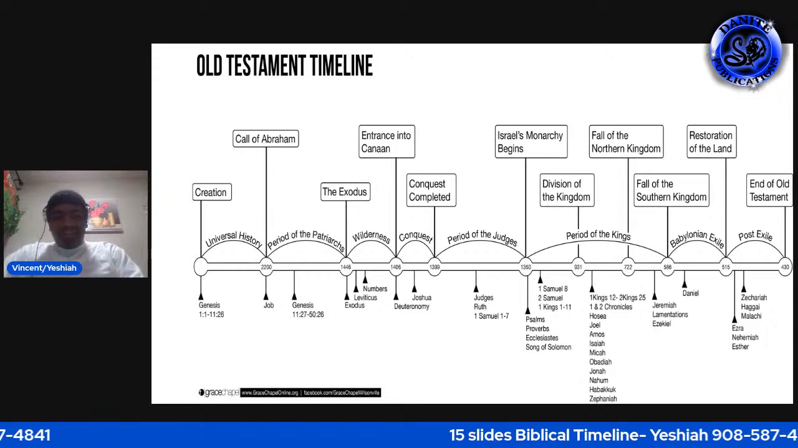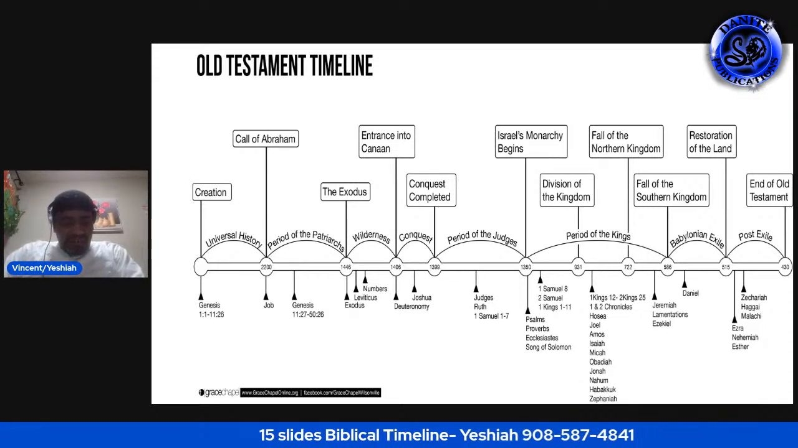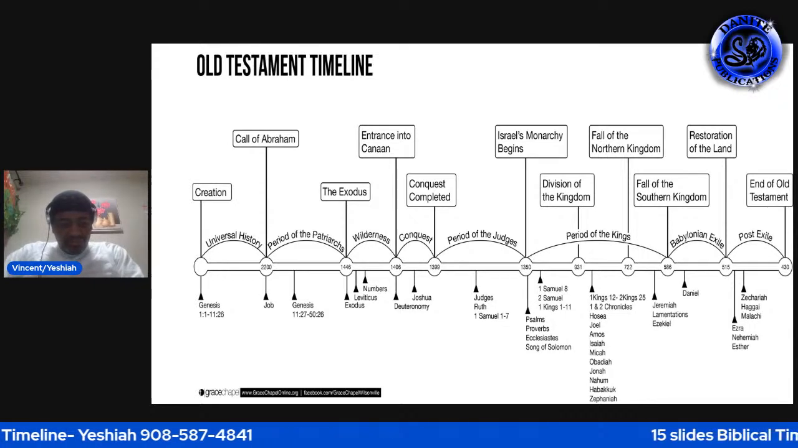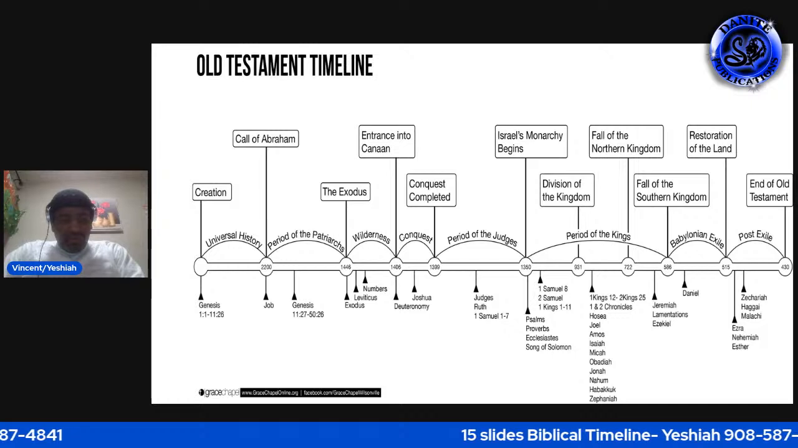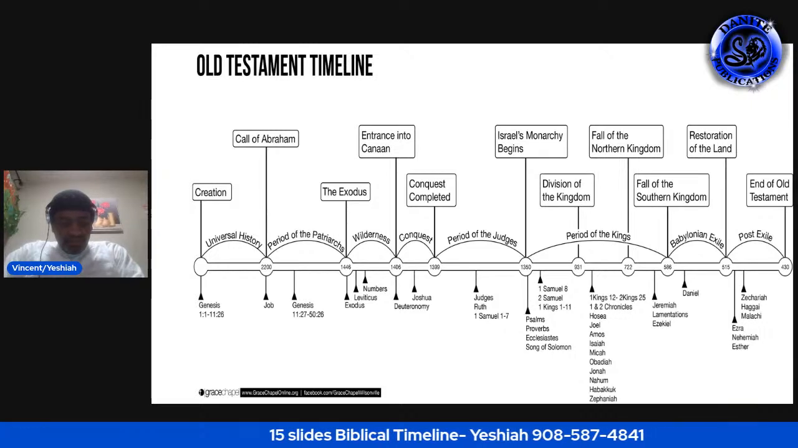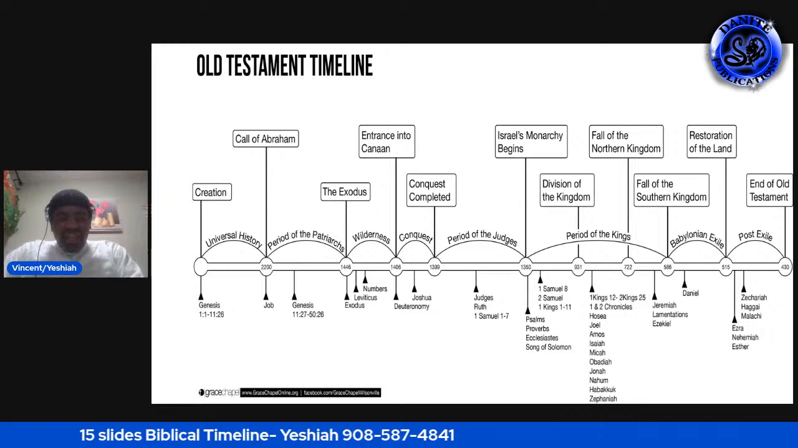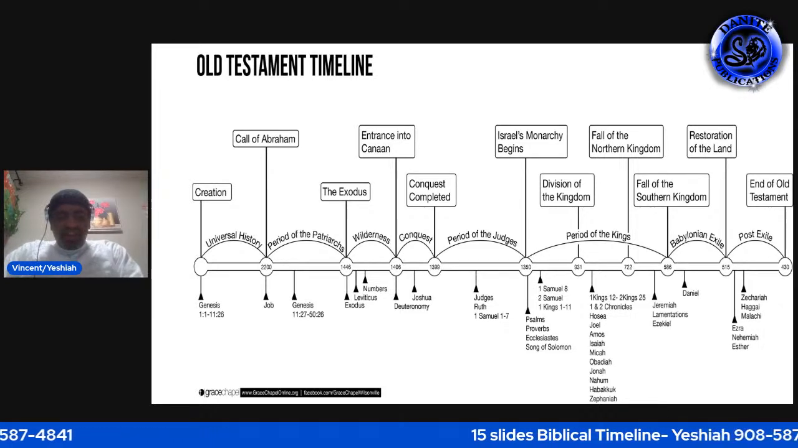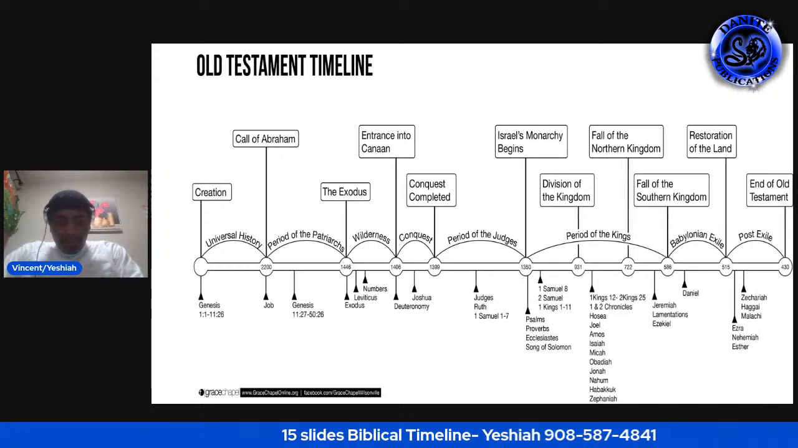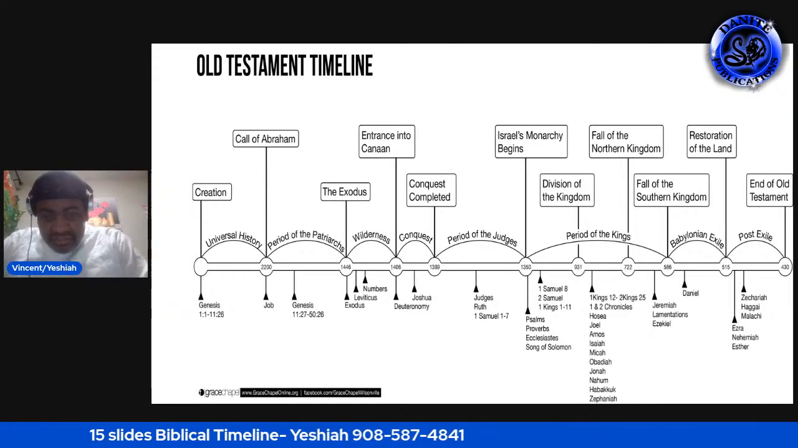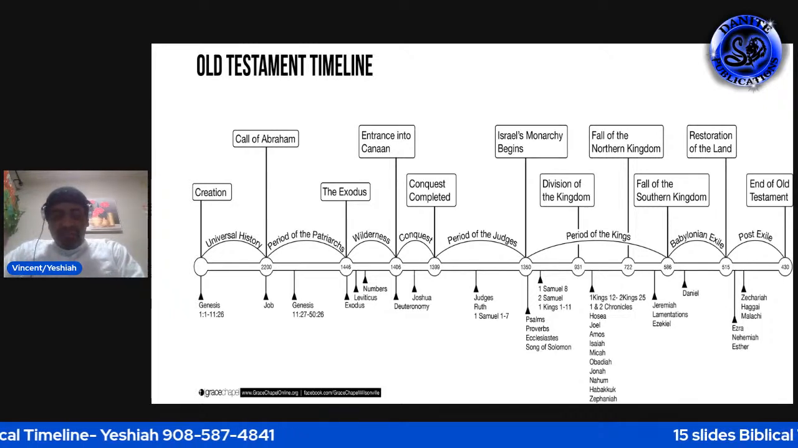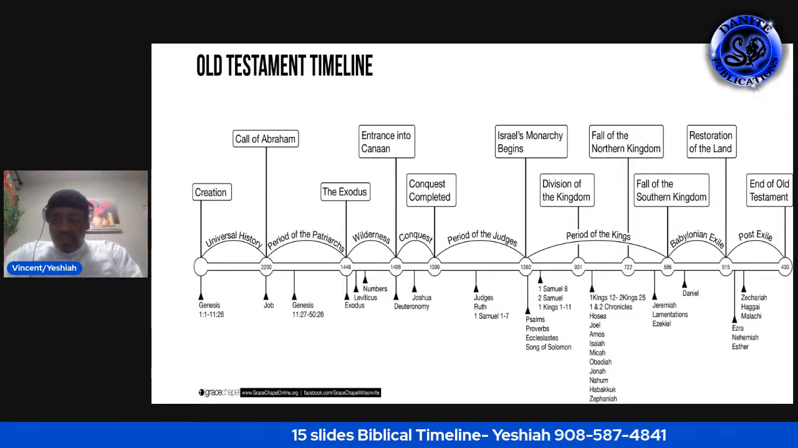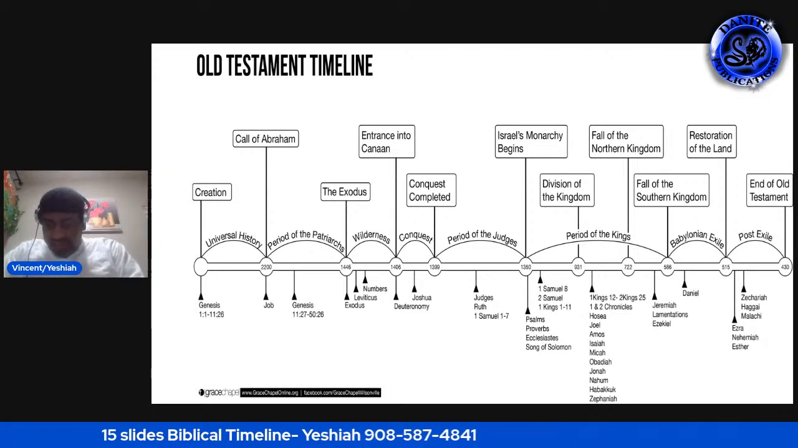All right, Old Testament timeline. We have, brothers and sisters, creation. Call of Abraham. The Exodus. Entrance into Canaan. Conquest completed. Israel's monarchy begins. Division of the kingdom. Fall of the northern kingdom. Fall of the southern kingdom. Restoration of the land. End of the Old Testament.